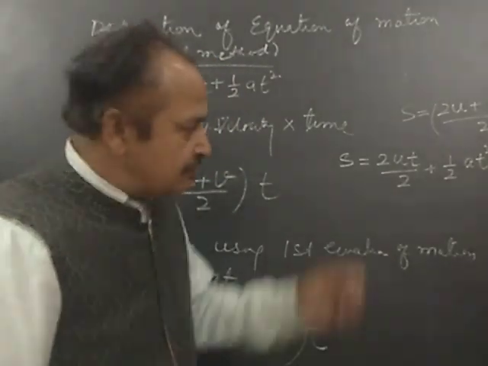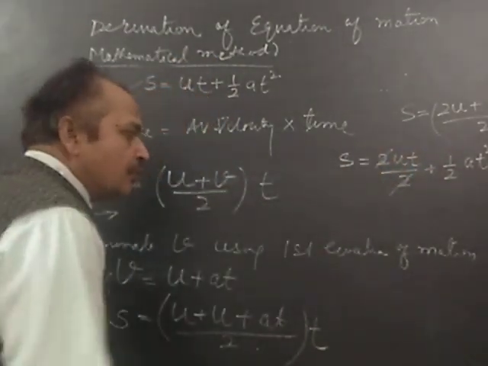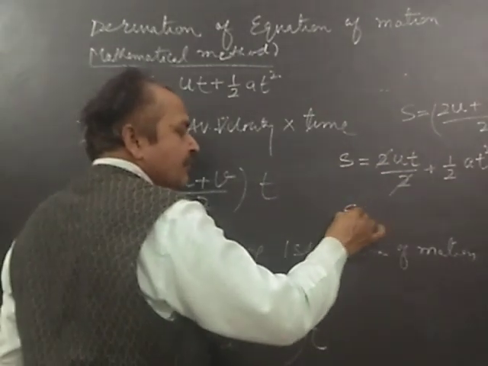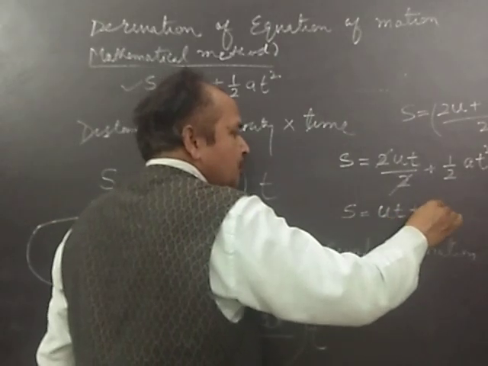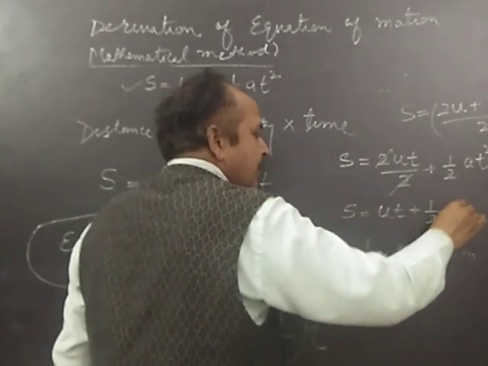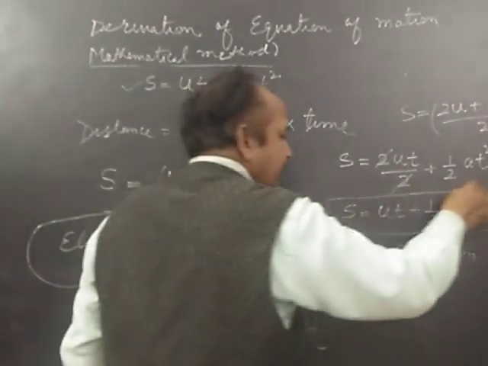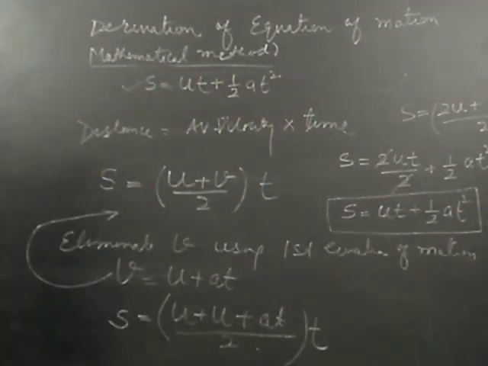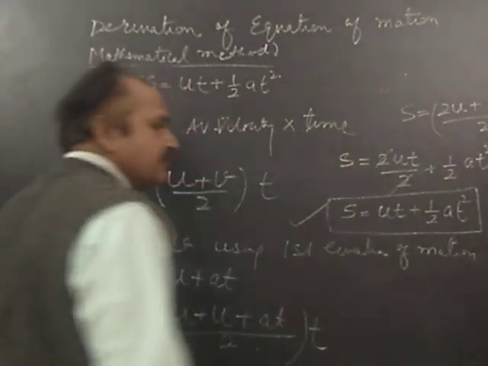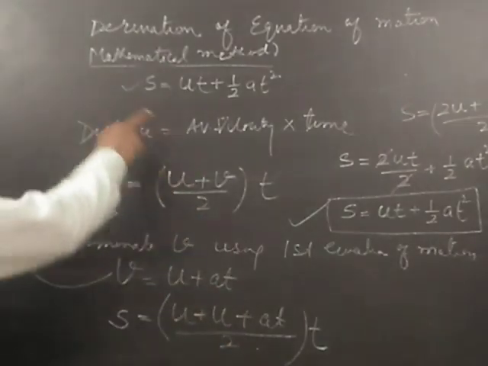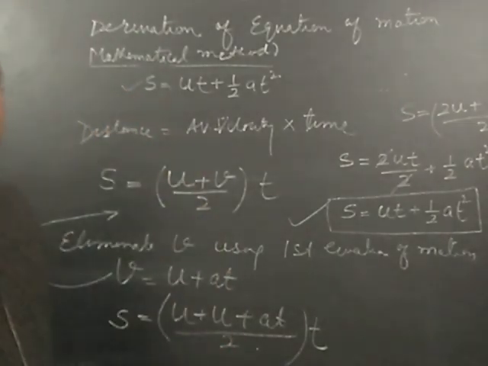Any doubt? So this 2 will cancel with 2, and what I will be left with is S is equal to ut plus half at square. S is equal to ut plus half at square. And what is this? This is nothing but your second equation of motion.